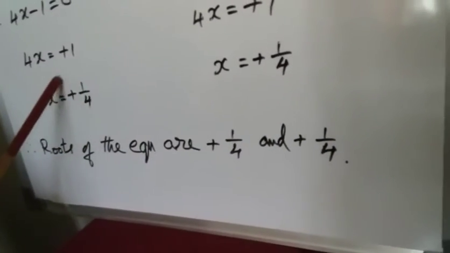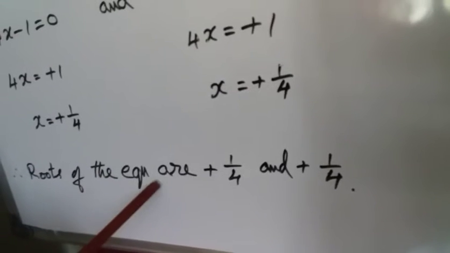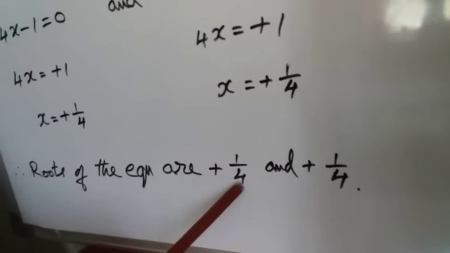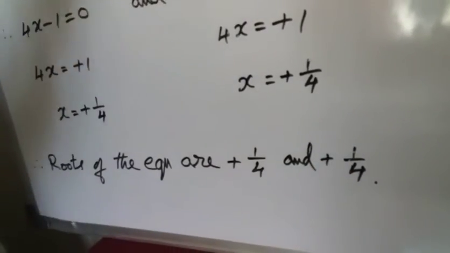Therefore, this is one root and this is another root. The roots of the equation are plus 1 by 4 and plus 1 by 4. These two are the roots of this equation.